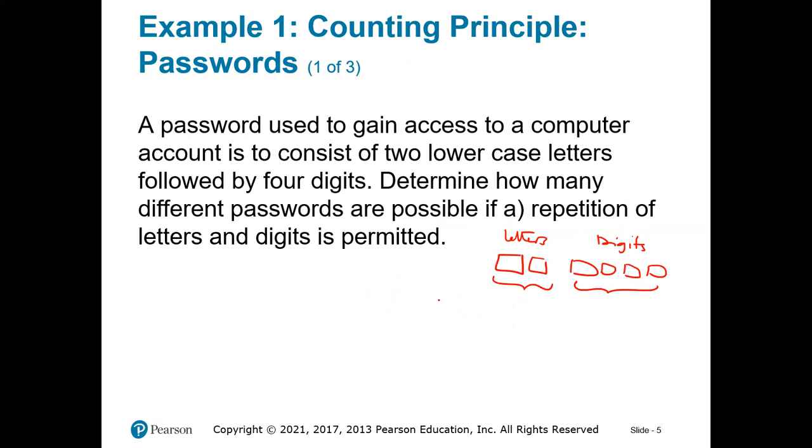Determine how many different passwords are possible if repetition of letters and digits is permitted. For example, you may have your password to be AA0000. That could be a password, right? Because the exercise says here, repetition is permitted. In how many ways can you do this? What is the total number of different passwords you can create? Well, a lot, really. How does the fundamental principle of counting help here?